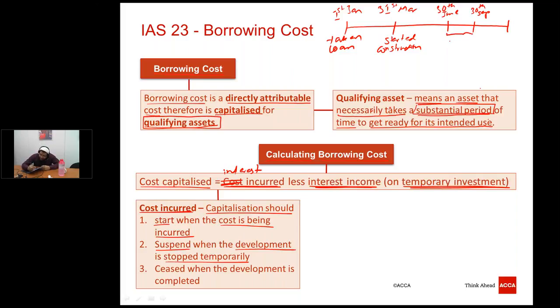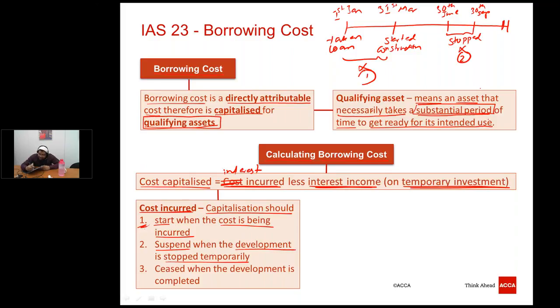So this time the development has been stopped. So for these 3 months, July, August, September, the interest will not be capitalized. And for January, February, March, the interest will not be capitalized. According to the first point, according to the second point.